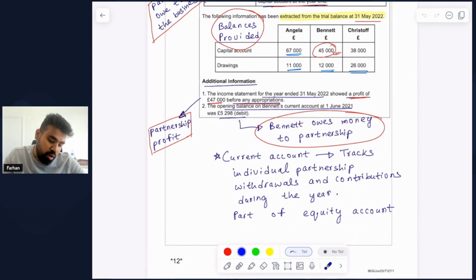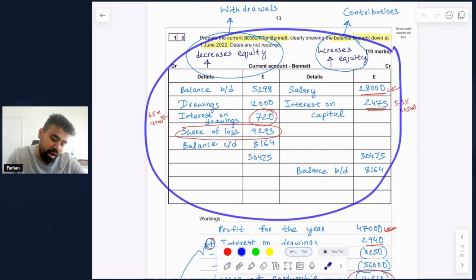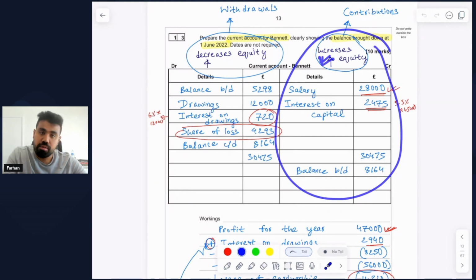Okay, so the requirement of the question is to prepare the current account for Bennett, showing the relevant balances brought down at 1 June 2022. So we have been provided with an outline for a T account for Bennett. Because we're preparing a current account, which is part of your equity account, anything on the credit side should increase the equity of the business.